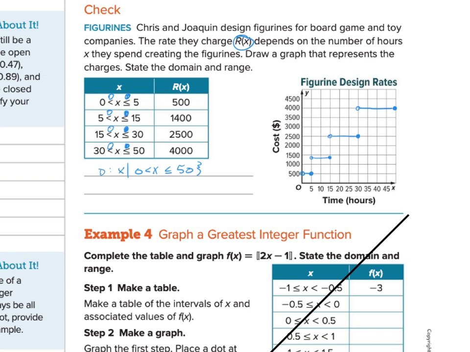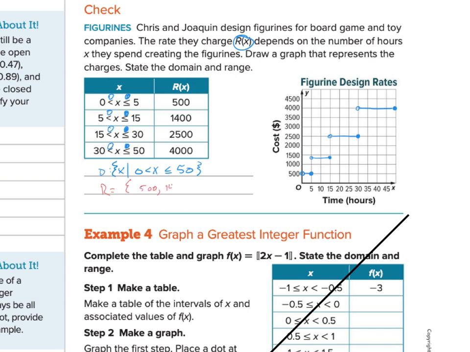50. And I can see that, if I look at my table, I went from 0 less than x to x less than or equal to 50. And then my range, of course, is going to be my y values here. I'm just going to go with my 4 numbers.